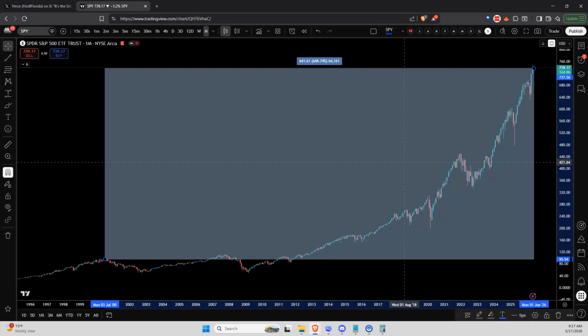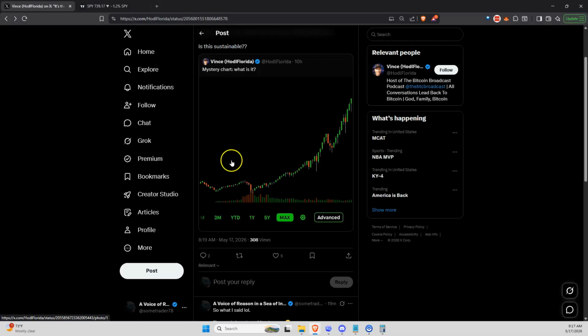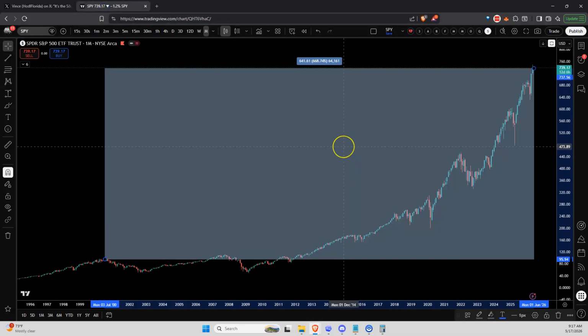And I don't think he's being dishonest. I just don't think he understands that the chart doesn't include dividends. Part of the reason I think that is because this looks like a Robinhood chart. And Robinhood is not a platform for professional traders. Robinhood is a platform that caters to retail traders.